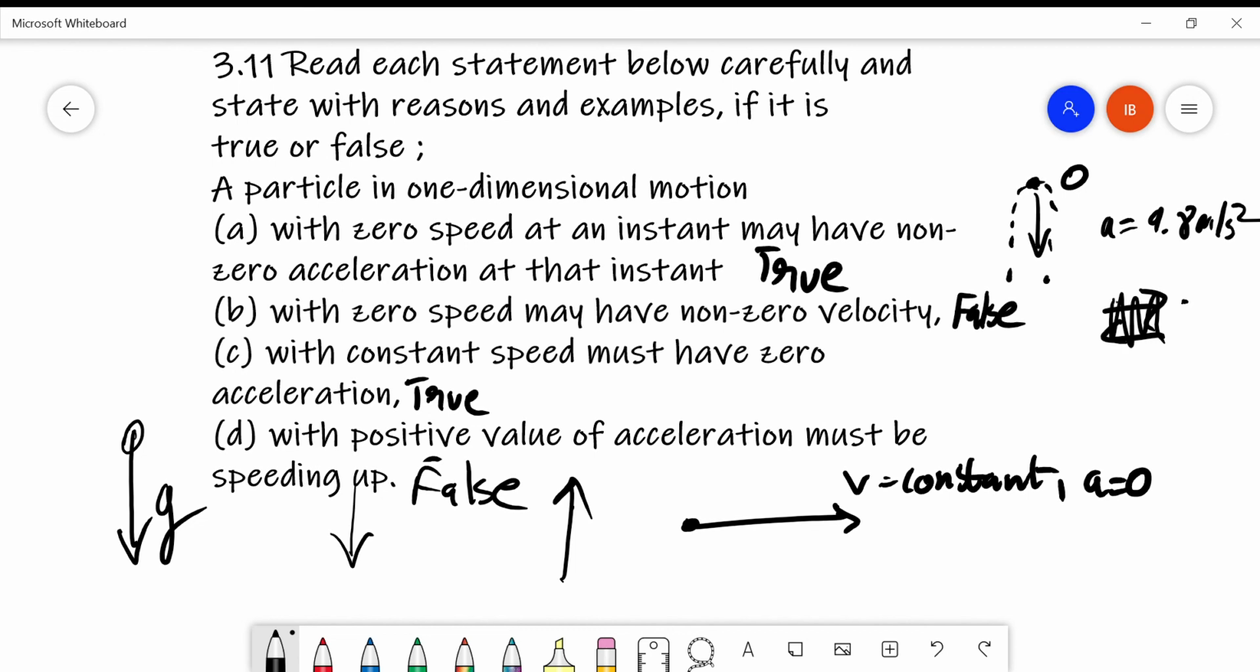This has two cases actually. In case 1, it is moving against gravity, then the acceleration is negative, and if it's along the direction of gravity, then acceleration is positive. That is it. So it's false and true.